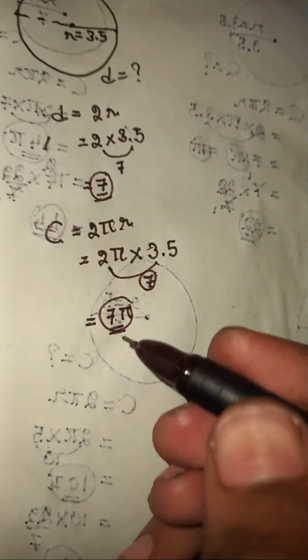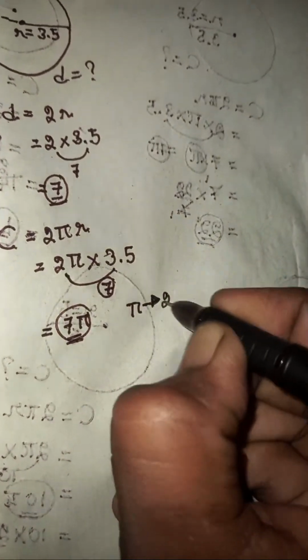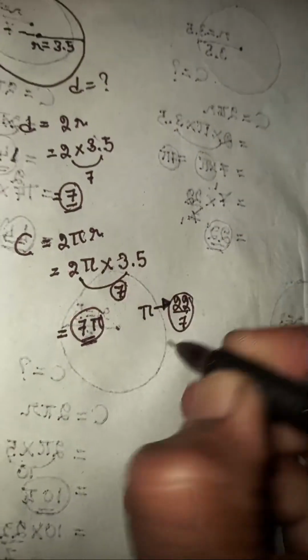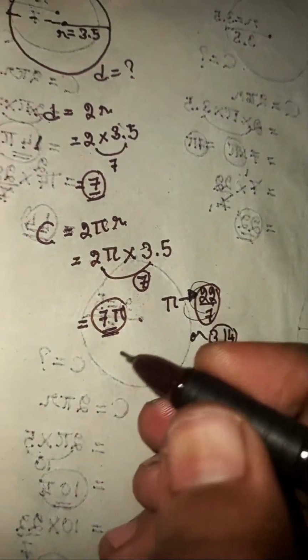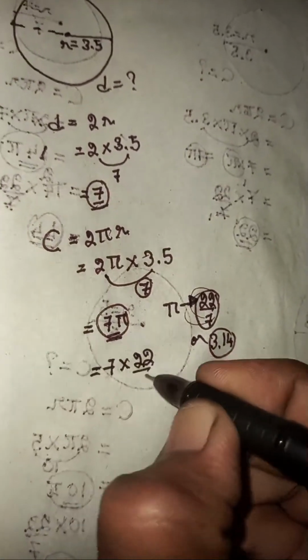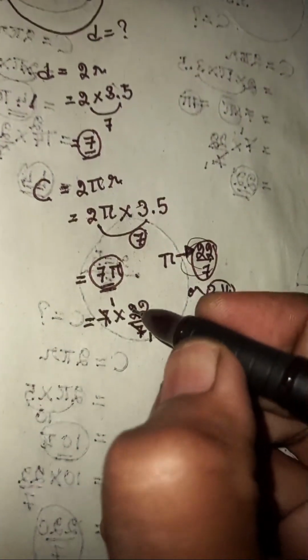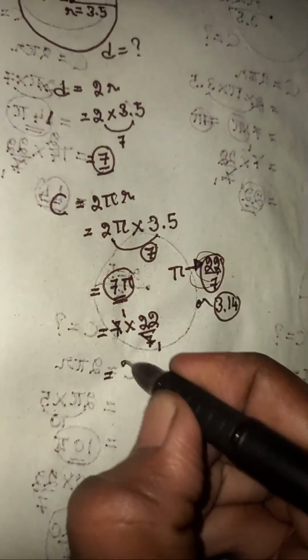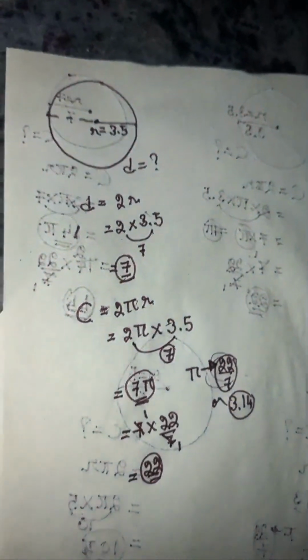If you don't like it in the pi form, you can take the pi value as 22 by 7. Sometimes you can take 3.14. Now let's take 22 by 7 for all problems. So it is 7 times of 22 by 7. Here 7 one times, 7 one times, divide like this. You're going to get 22 units as the complete circumference of the circle.